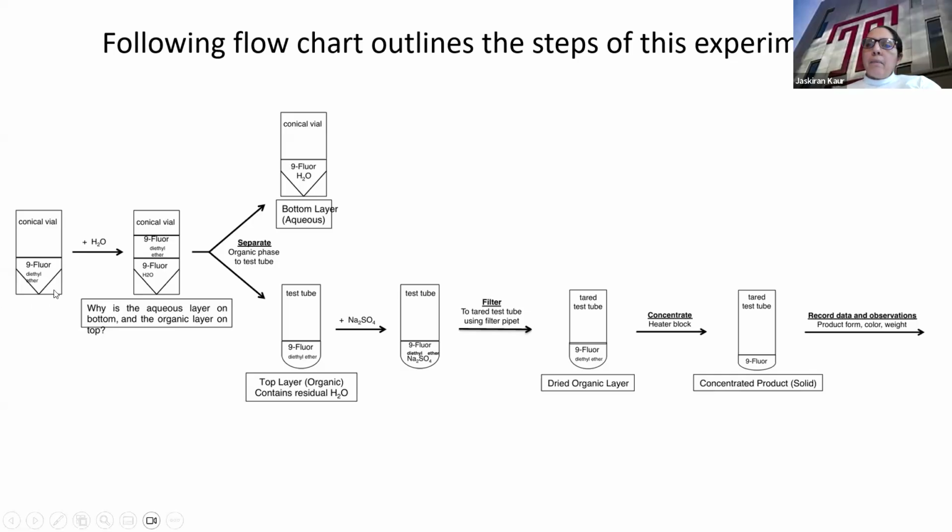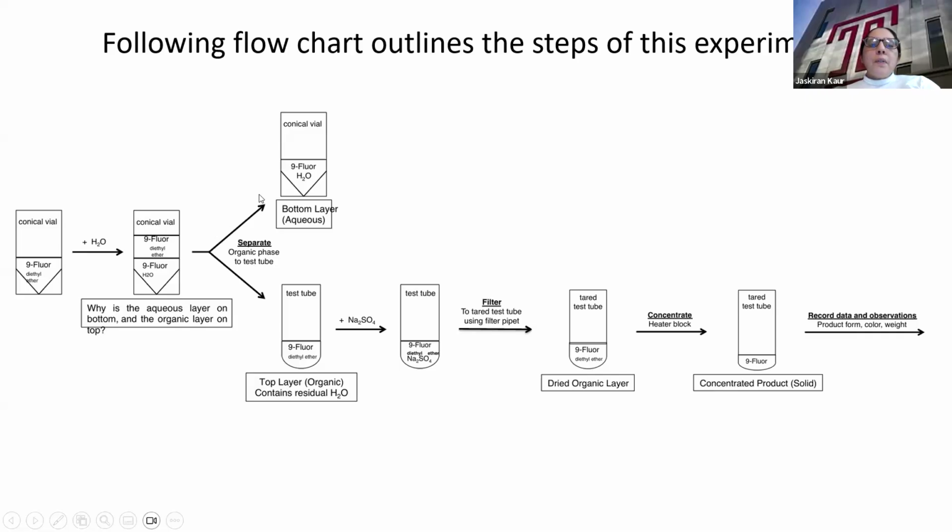You will take exactly 1 ml diethyl ether with the automated pipette and then add 1 ml water to the same conical vial. Since they are not miscible with each other, you'll see the 2 layers. The ether layer would be the top layer, just like if you mix oil and water, oil is always on top. Ether has less density than the water, so it's the top layer.